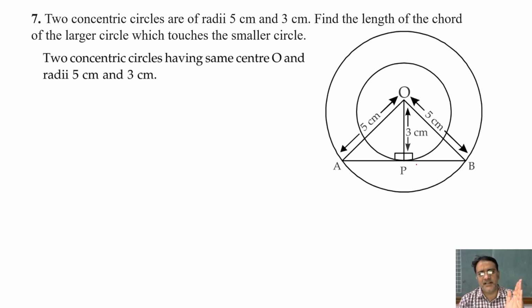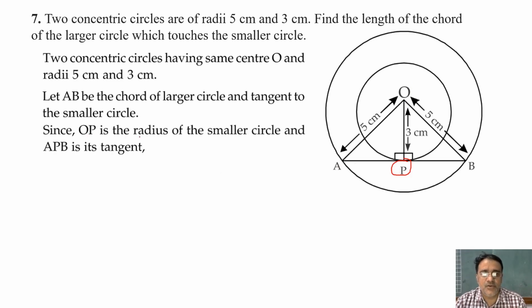As it touches the smaller circle, it will be a tangent for the smaller circle. Okay, and P is the point of contact. Right. So now the radius of the outer circle is 5 centimeter, inner circle is 3 centimeter, and we know that tangent is perpendicular to the radius through the point of contact. So OP is perpendicular to AB.